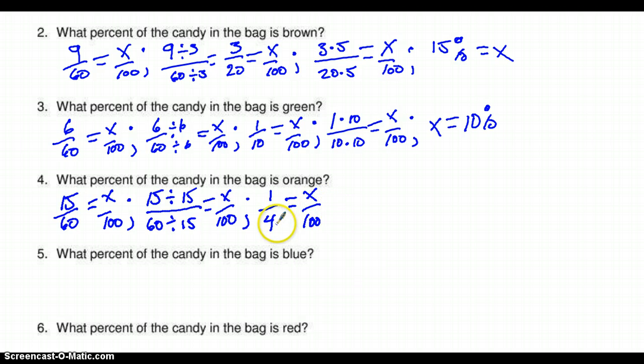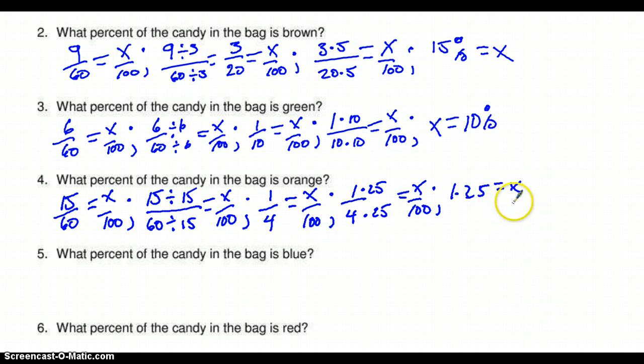And looking at this, I know I can multiply 4 by 25, which is my scale factor. So let's just deal with the scale factor. 1 over 4 times 25 over times 25 is equal to x over 100. So 1 times 25 is going to equal my x, and that tells me that my x is 25%.